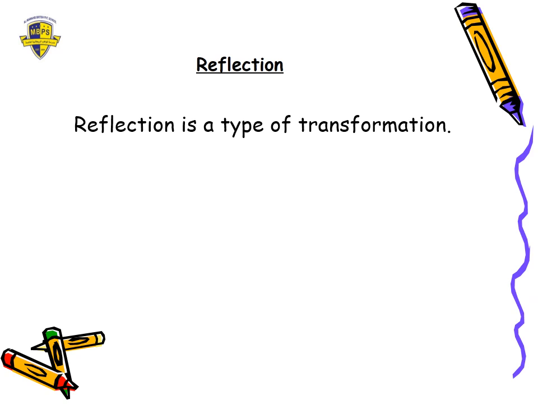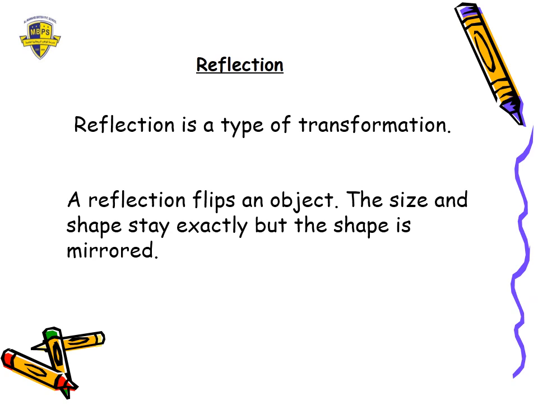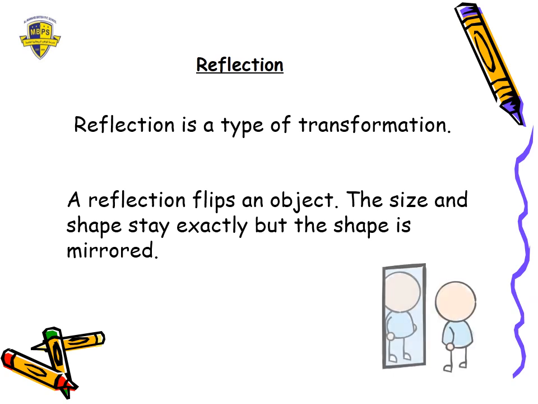So reflection is a type of transformation. Reflection flips an object, so the size and the shape stay exactly the same, but the shape is mirrored. So here in reflection we will not change the size of the shape, we are just going to mirror this shape.